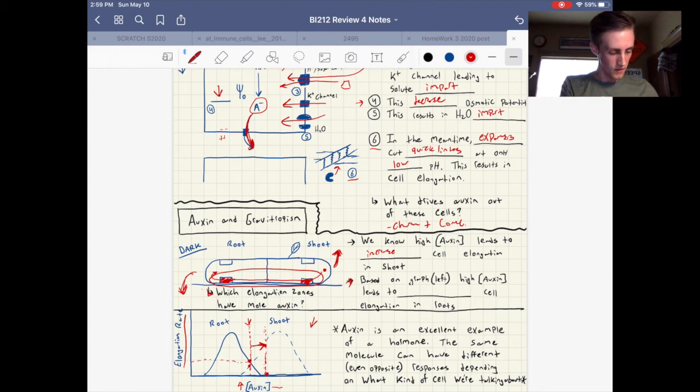Now it makes sense, right? In the shoot, we said more auxin leads to more elongation, so you'd curve this way. Well, in the root, you get less elongation here, which would lead to bending of the plant this way.